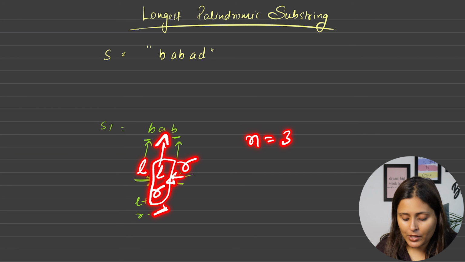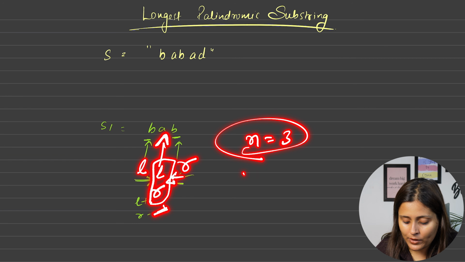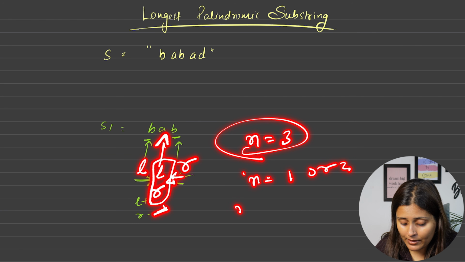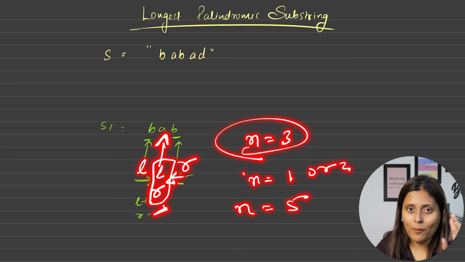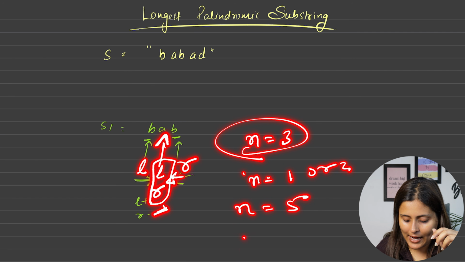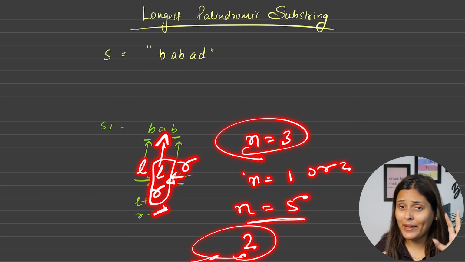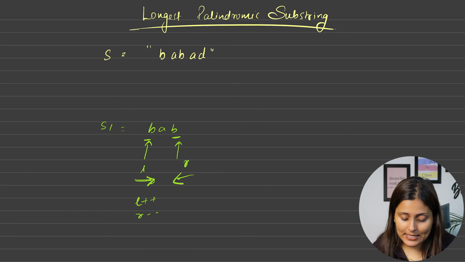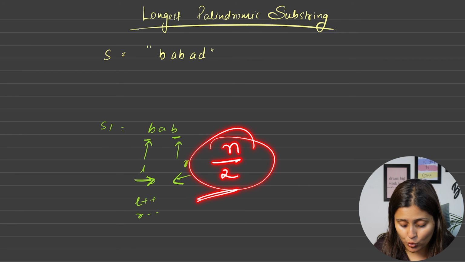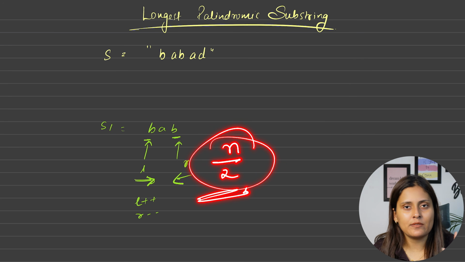element matched only. So can I say for n equal to 3, I only run for 1 or 2 max. Similarly, when my n is 5, definitely I'll stop at 2.5. So can I say at 2? This is nothing but n by 2 time complexity. So hence, for any substring of length n, whatever the length will be, I'll take length divided by 2 time complexity to check if it is a palindrome or not.